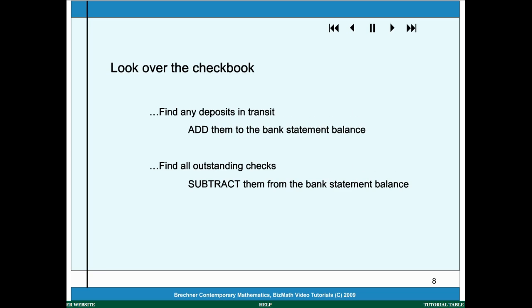Once you have looked over the bank statement, go to the checkbook and do the same process. Find any deposits in transit and add them to the bank statement balance. Then find all outstanding checks and subtract them from the bank statement balance.